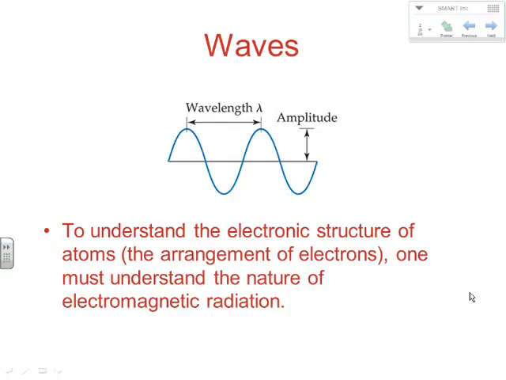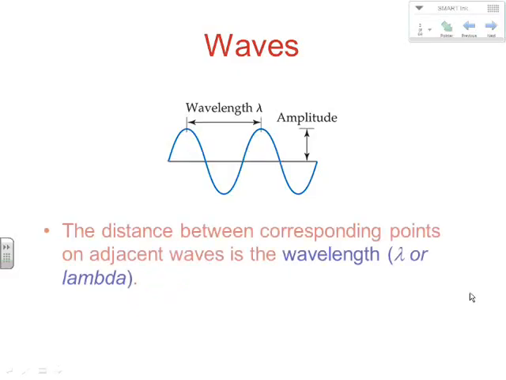Now, in order to really understand electromagnetic radiation and other forms of energy waves, you need to understand the wave a little bit more. First off, the distance between corresponding points on adjacent waves is known as the wavelength. And if you remember from pre-AP, the symbol for wavelength is the Greek letter lambda, which looks like that, and it's pronounced lambda. So wavelength is literally the length of a wave cycle, which would be the length between two corresponding points on side-by-side waves.